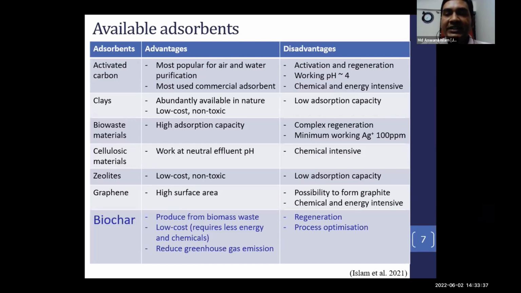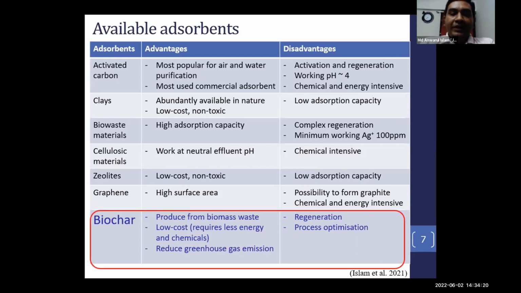Especially activated carbon is the most commonly used commercial adsorbent for water treatment and also air filtration systems. In terms of silver removal, the working pH is 4. The wastewater treatment plant having the silver residue has a pH of nearly 7 to 9. Which means we need to add extra chemical to bring down the pH to work with activated carbon. Then after the treatment, we need to again increase the pH, adding extra chemical to make it ready to discharge to the water body.